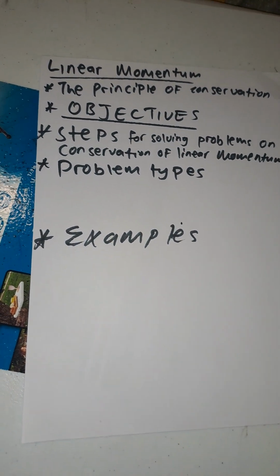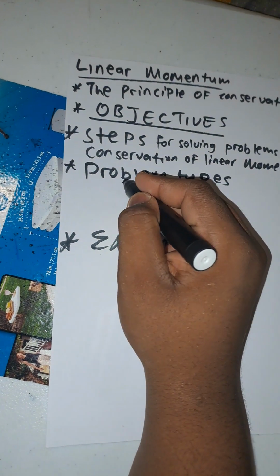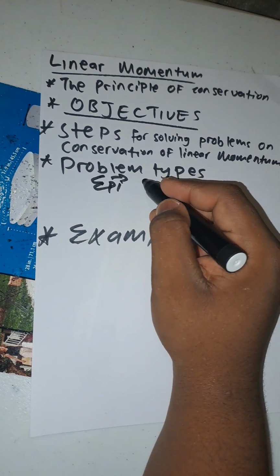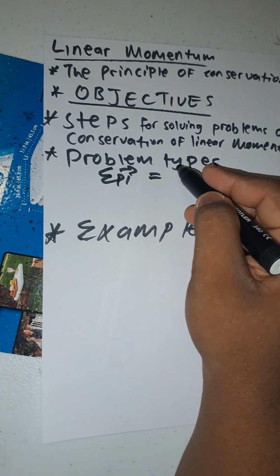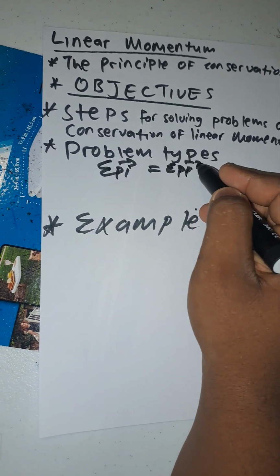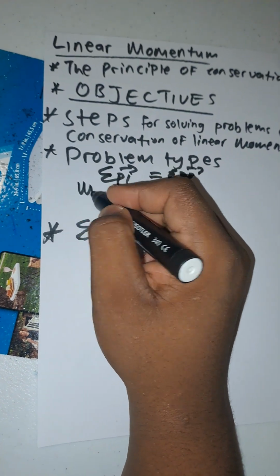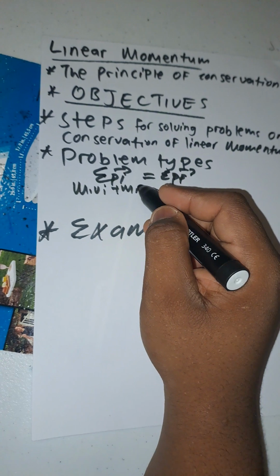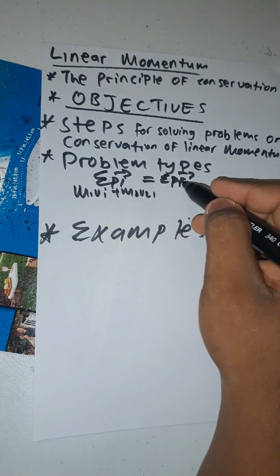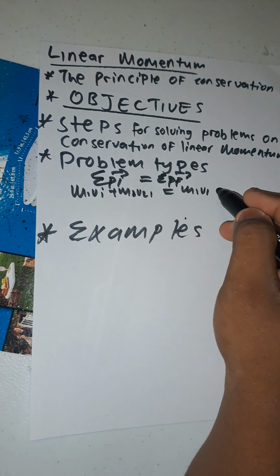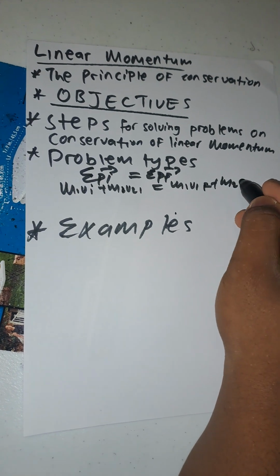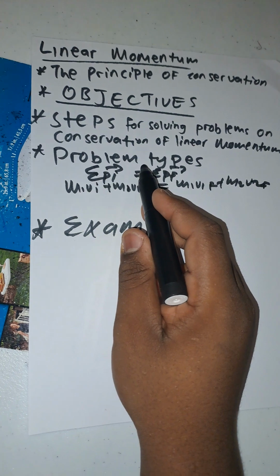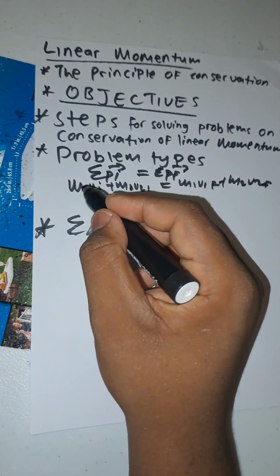What do I mean when I say problem types? I need to know the formula for momentum. The total sum of momentum before is equal to the sum of momentum after. So it will be the mass m1 times v1i plus another mass m2 times v2i, which is equal to m1v1f plus m2v2f.